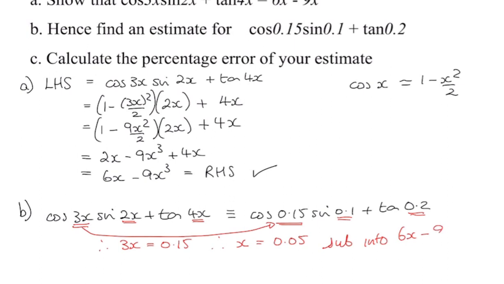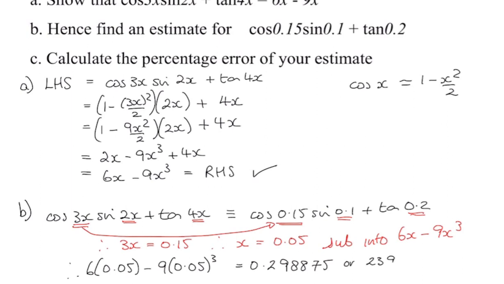And we're going to sub that into 6x minus 9x cubed, which is our approximation. If we pop that in, therefore 6 lots of 0.05 minus 9 lots of 0.05 cubed, that equals 0.298875, or 2,391 over 8,000, and that is our estimate.